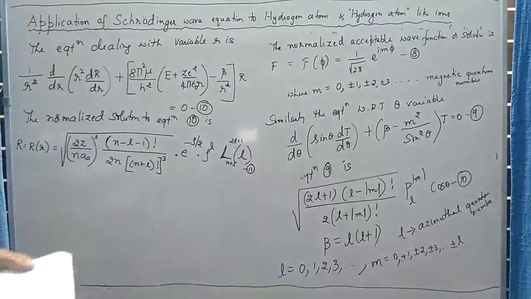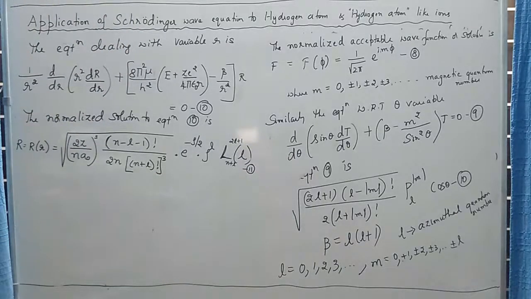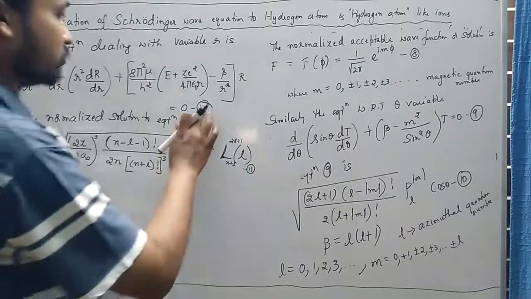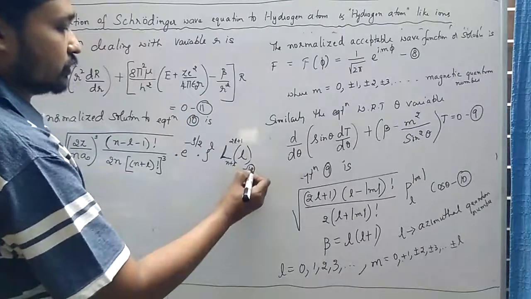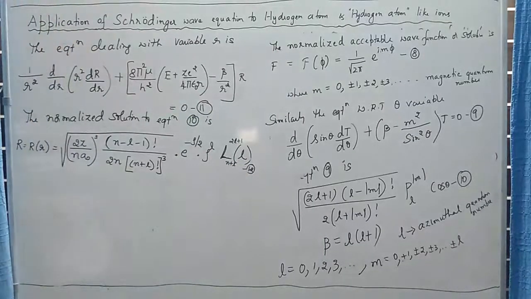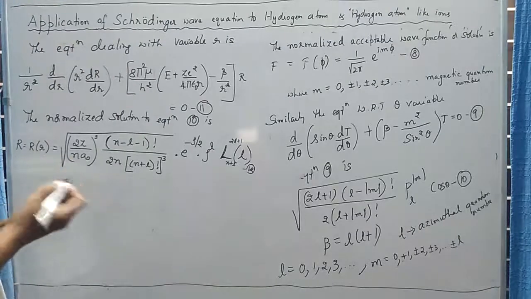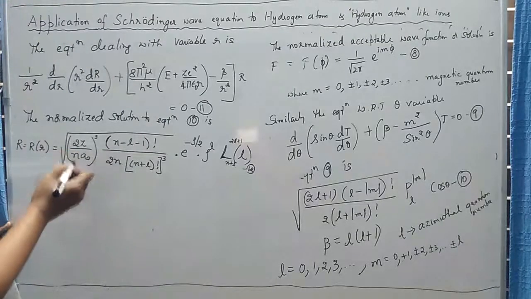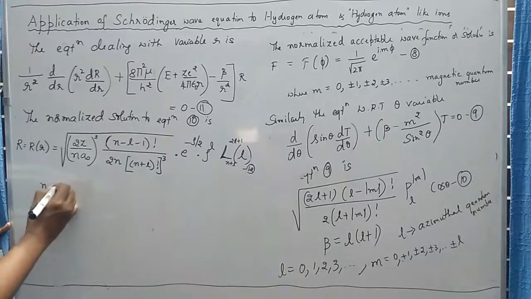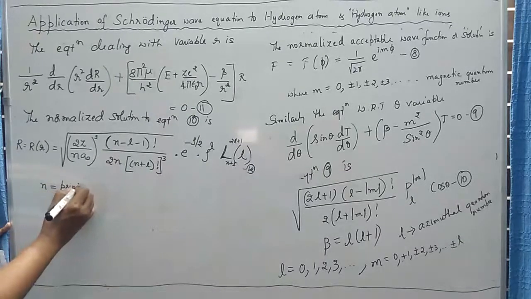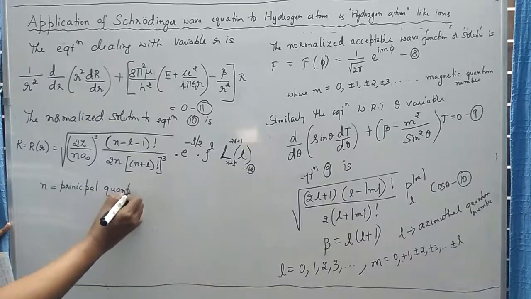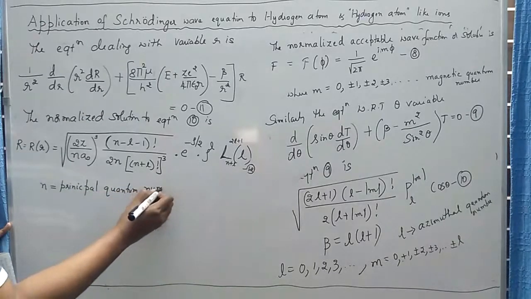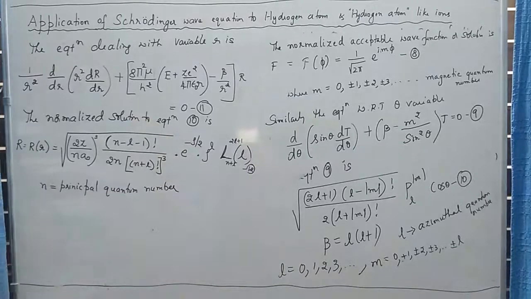What is the exact meaning of each and every term is not required in detail. I think I missed the equation number. This is equation number 11, this is equation number 12. So which are the known and unknown terms? Let us see. Z is already known, it is the atomic number. n here is nothing but the principal quantum number. It is called the principal quantum number.